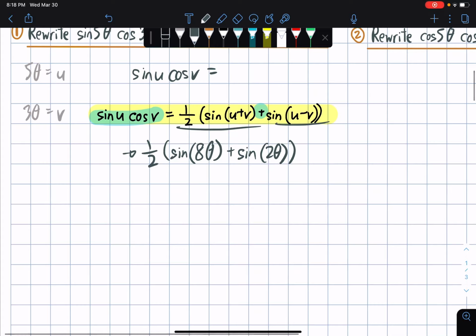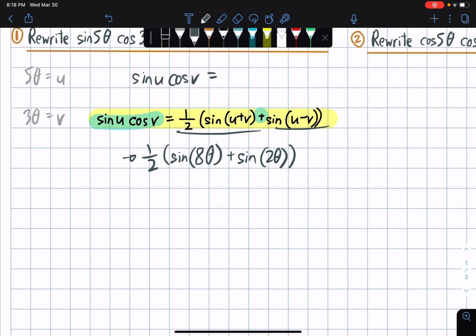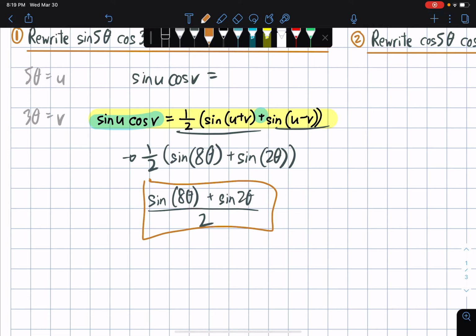You may think that this is already the final answer. However, it's not yet. You might want to write the entire expression this way: put the 2 below everything in the parentheses. So yeah, this is the final answer. Let's move on.